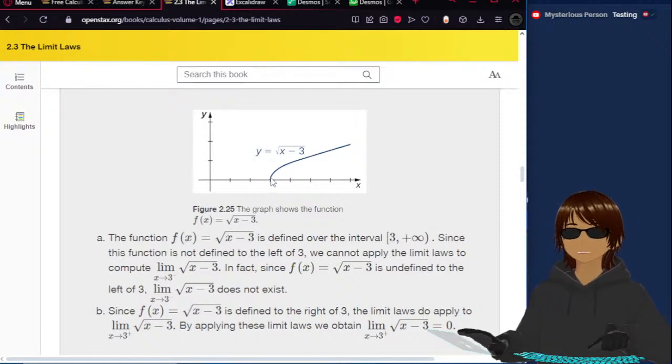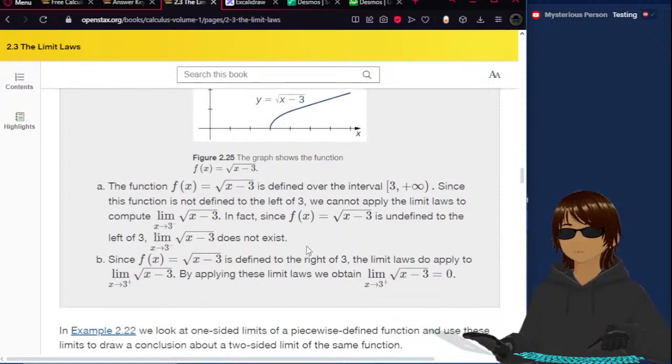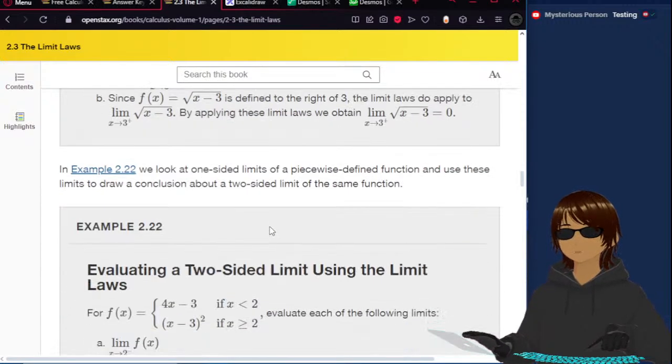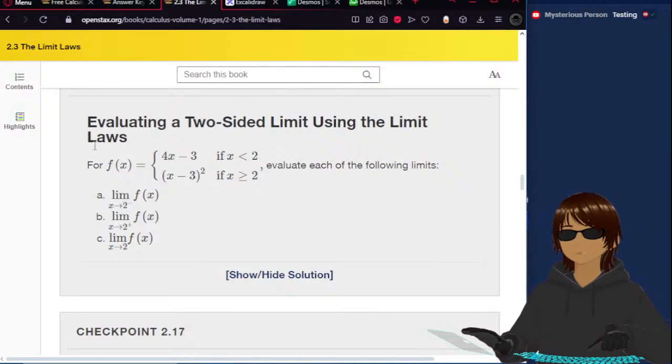Oh, since it does not exist on the negative side, then the limit from the negative side does not exist. Okay, this is new. I did not know that. Evaluating a two-sided limit using the limit clause. X is equal to 2 from the negative side.